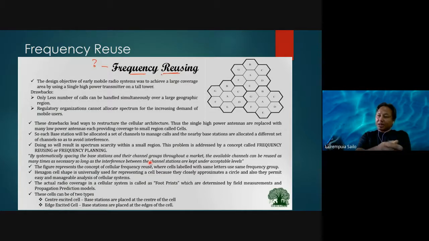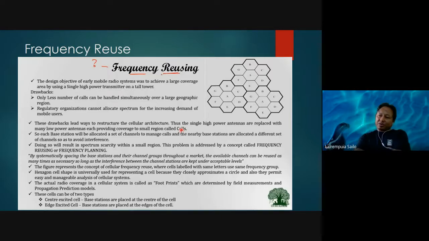Okay, in the last class I already explained. This is called a cell. The large tower, high tower, high power antenna is divided into very small antennas with low power and less coverage area. This is called a cell.